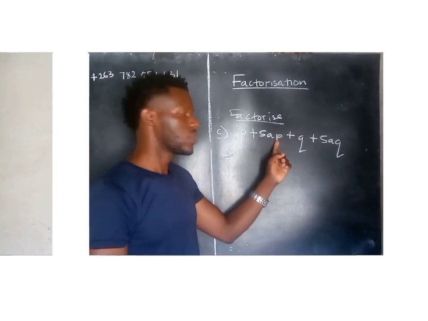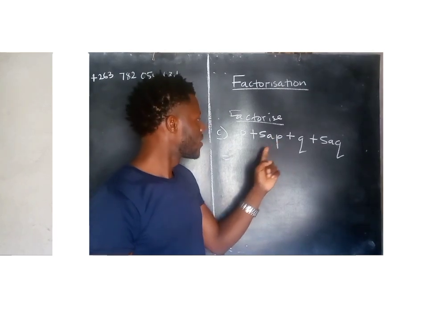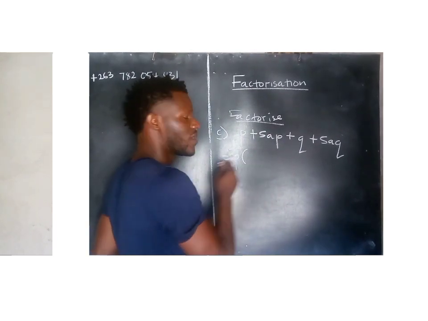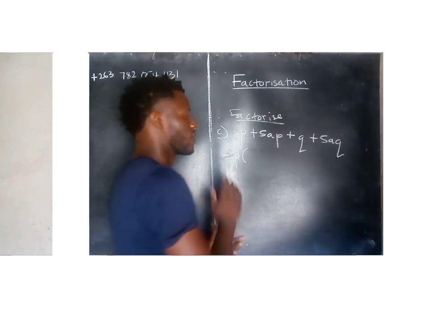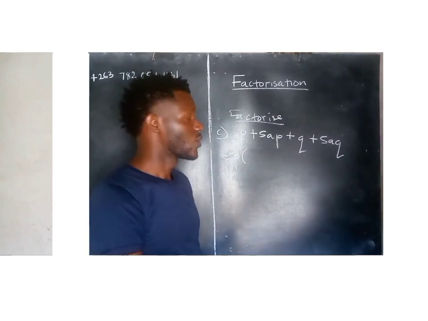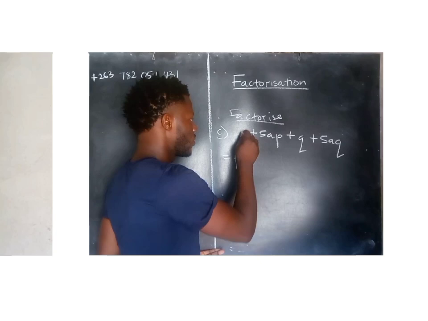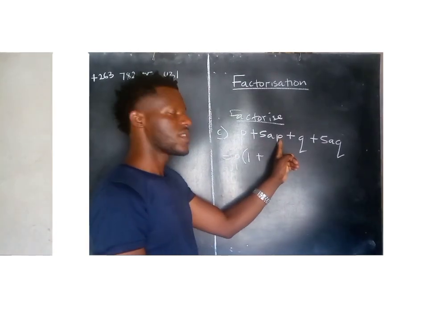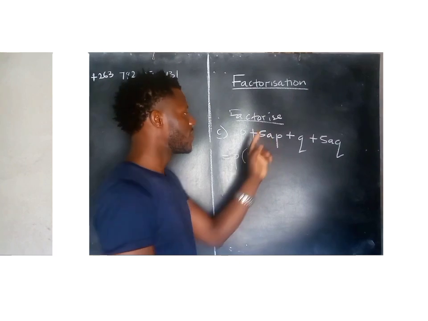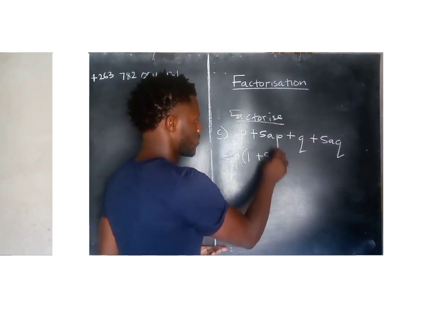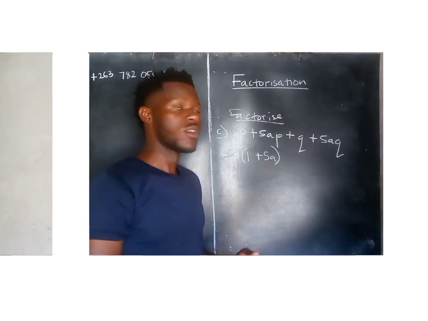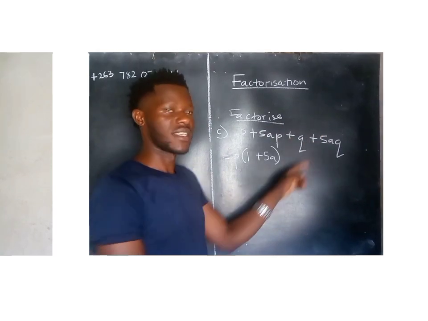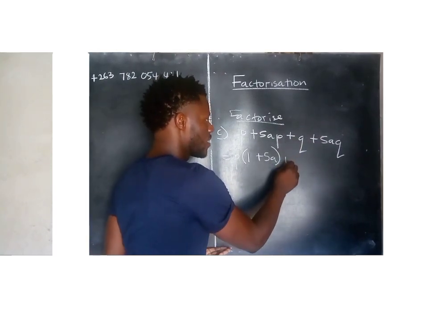Among the first 2 terms, P is common. P is the common factor, so we're going to factor out P, open bracket. P into P, we get 1. So in this case, it's necessary to write down 1. Then plus P into 5AP, so we remain with 5A, like this. Then you write down the symbol that is combining the 2 expressions. So in this case, you have positive here.